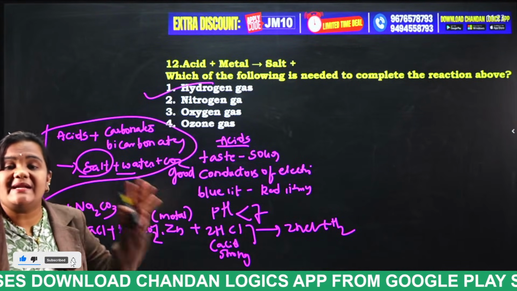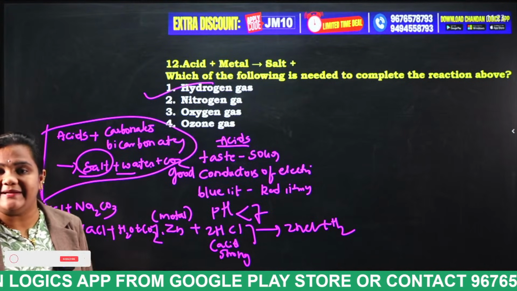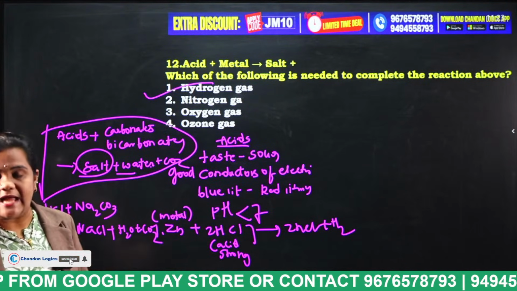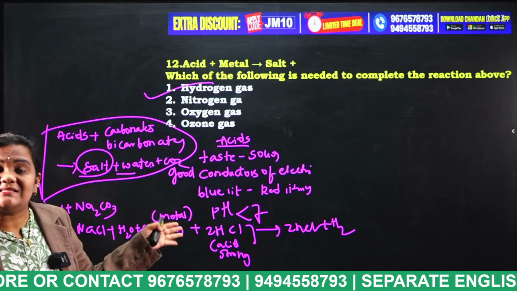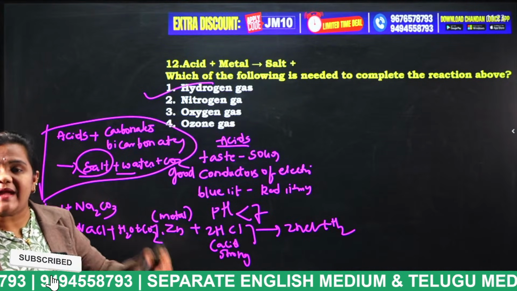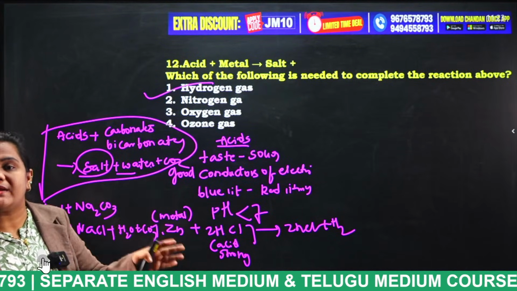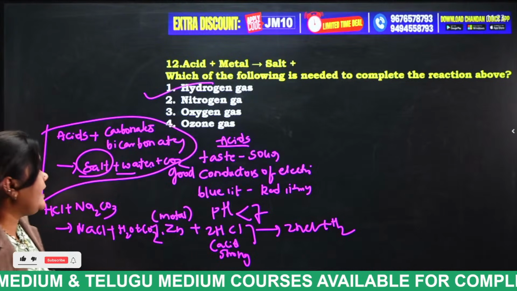If acid reacts with metal, what gas is going to be liberated, students? Hydrogen gas. We are getting salt plus hydrogen gas. If acids react with the carbonates or bicarbonates, what we are getting? We are getting salt plus water plus carbon dioxide gas. Very, very important, students. Okay. Next.